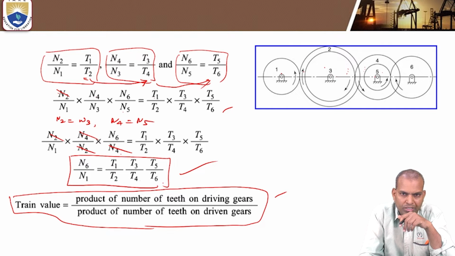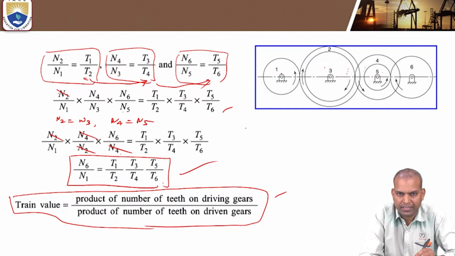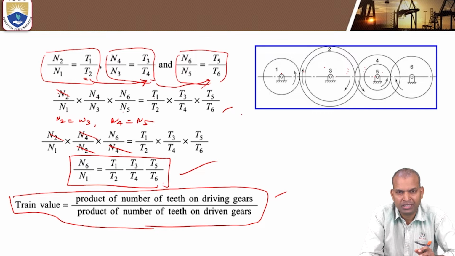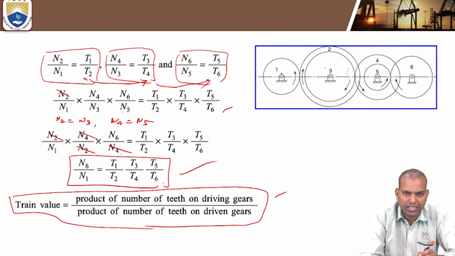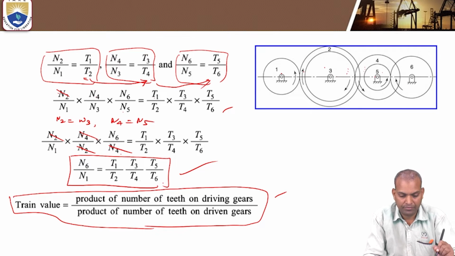And one more important difference is that a larger speed reduction can take place in the same space in comparison to a simple gear train. In a compound gear train, a larger speed reduction can be achieved in a limited, given space, whereas in a simple gear train, more space is required. These are the important differences between simple and compound gear trains.